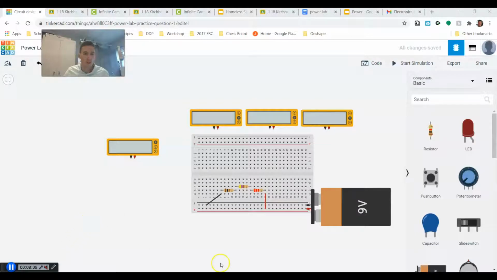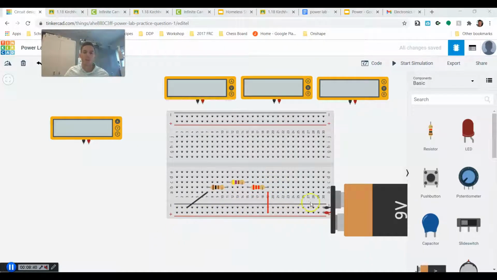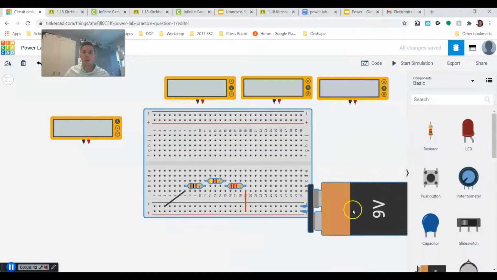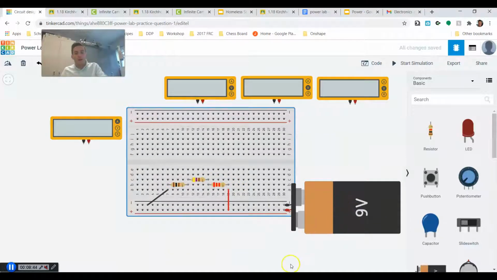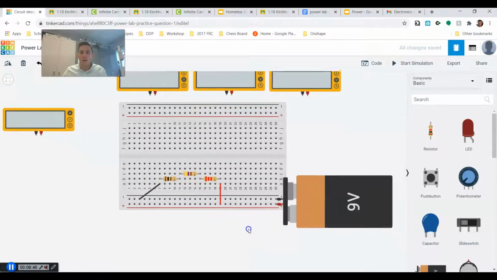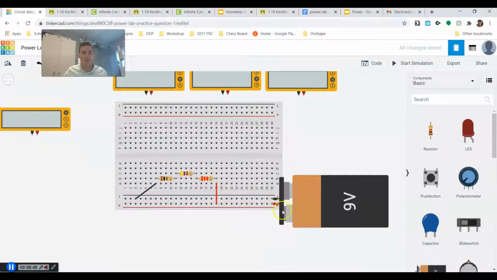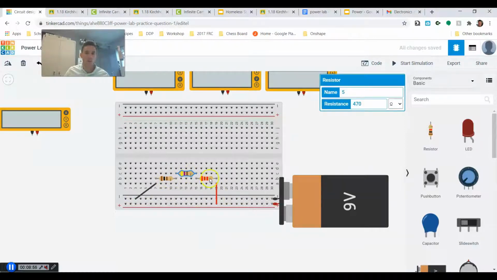Alrighty then. So I'm in TinkerCAD at this point, and I've already started to set up the circuit. I have a 9-volt battery connected to the positive and negative bus. I have resistor 1, which is 100 ohms, resistor 2, which is 470 ohms, and resistor 3, which is 2,200 ohms.